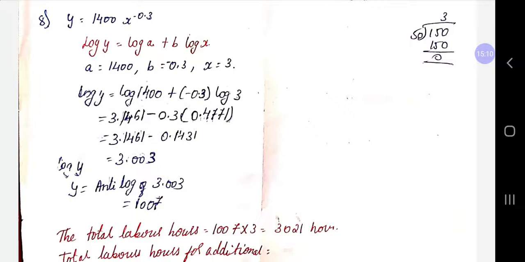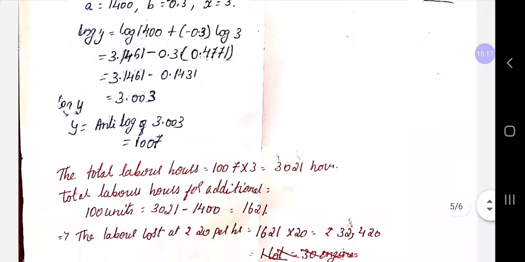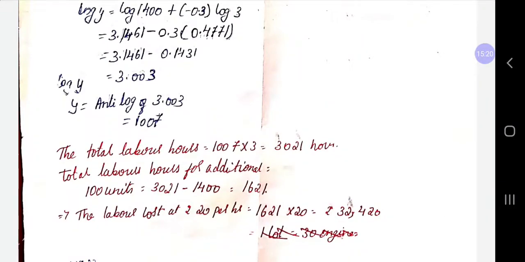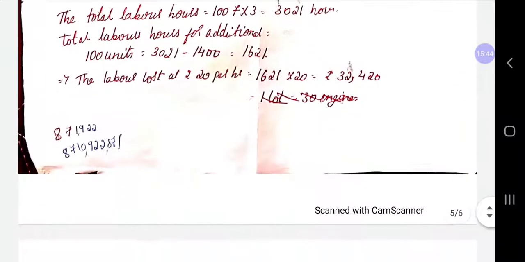Log we have found; Y is the anti-log. For 3.003 the anti-log is 1007, which is the labor hour we get, and the condition is 3 lots, so 3021 hours. Then the total additional labor is 3021 minus 1400, because 1400 is what they produced first. So 1621 into 20, you will get 32,420.